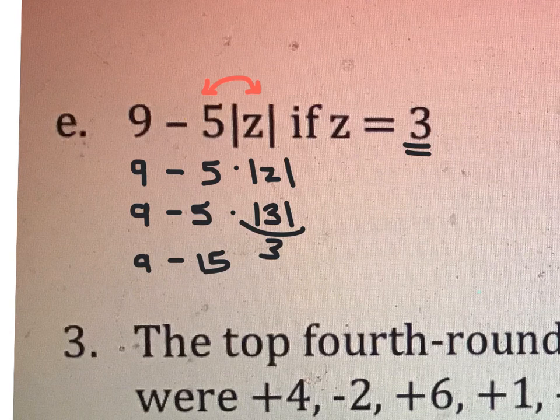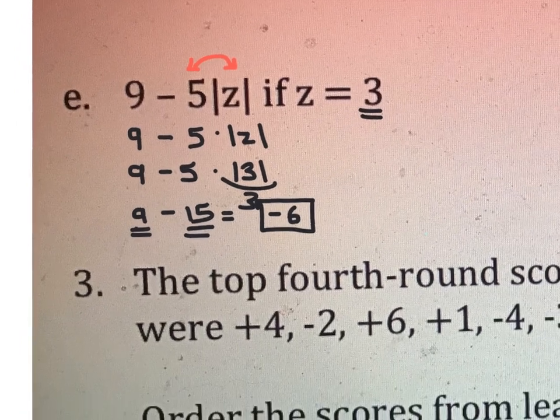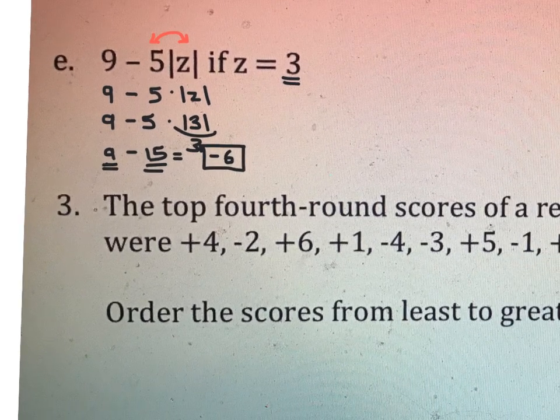Okay, now I need to think of this, or I could think of this like money. If I have $9 and I spend $15, then that means that I have gone in debt by $6, or I owe $6. And that is represented by negative 6. 9 minus 15 is negative 6. So that would be my answer when I evaluate. Remember, evaluate means to solve.